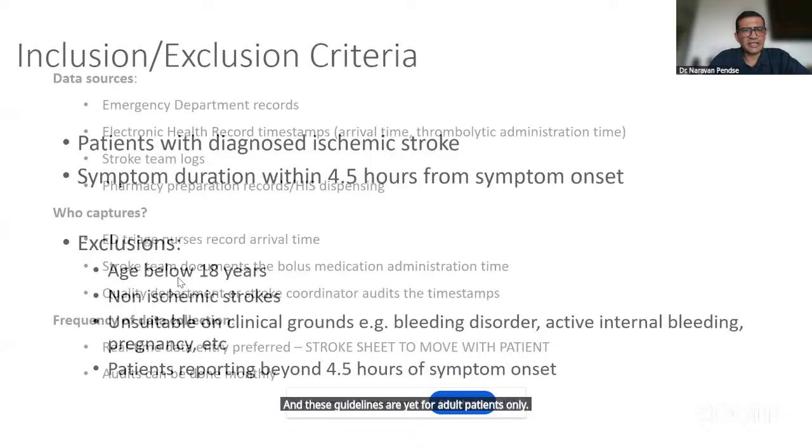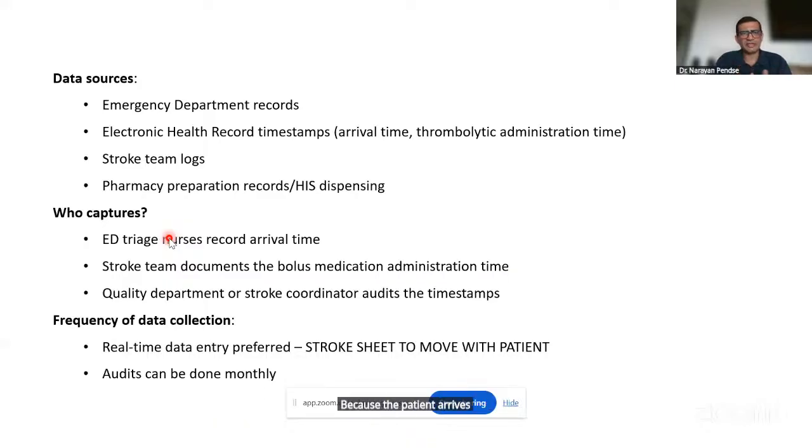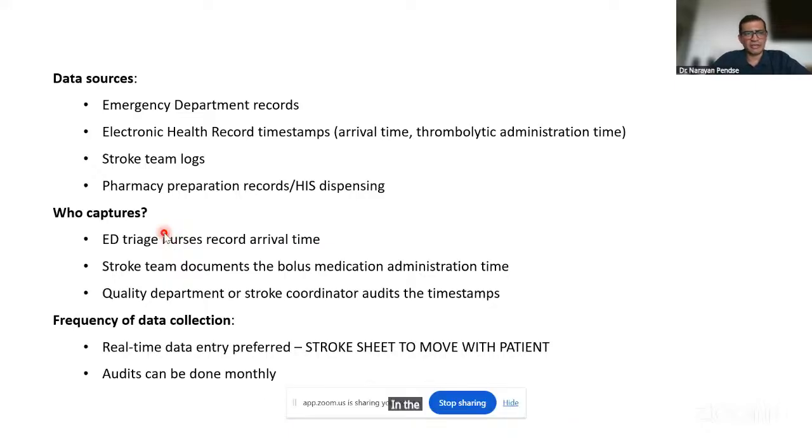What are the data sources? Typically, you would get this data from the emergency department because the patient arrives at the emergency department. It's an acute emergency, so they would come to the emergency department, and the entire treatment also happens in the emergency department itself. Who captures it?